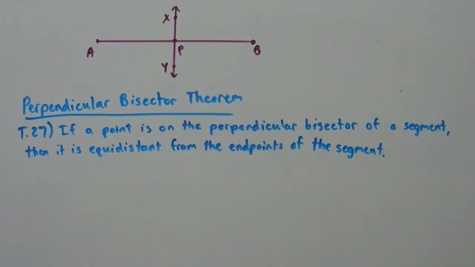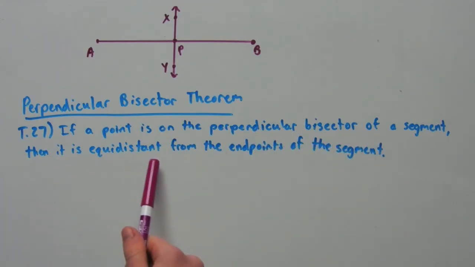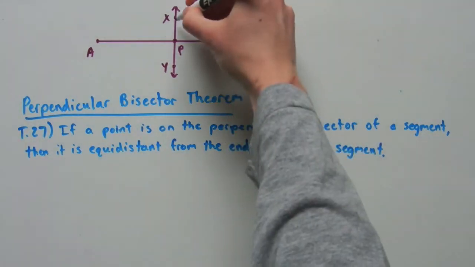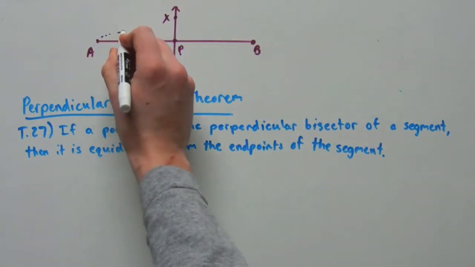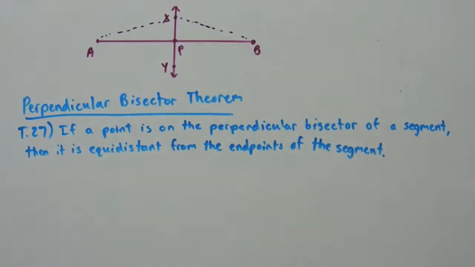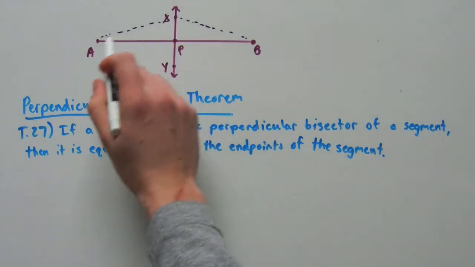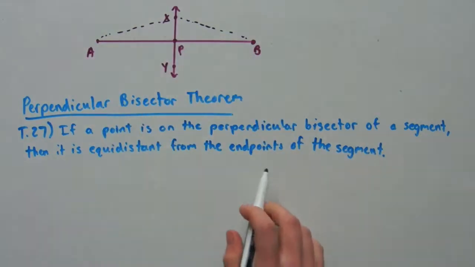The perpendicular bisector theorem, T27, says that if a point is on the perpendicular bisector of a segment, then it is equidistant from the endpoints of that segment. So what we're going to have to prove is that this point X is the same distance from A as it is from B. So X is our point on the perpendicular bisector, so it has to be the same distance to A and B, the endpoints of the segment.